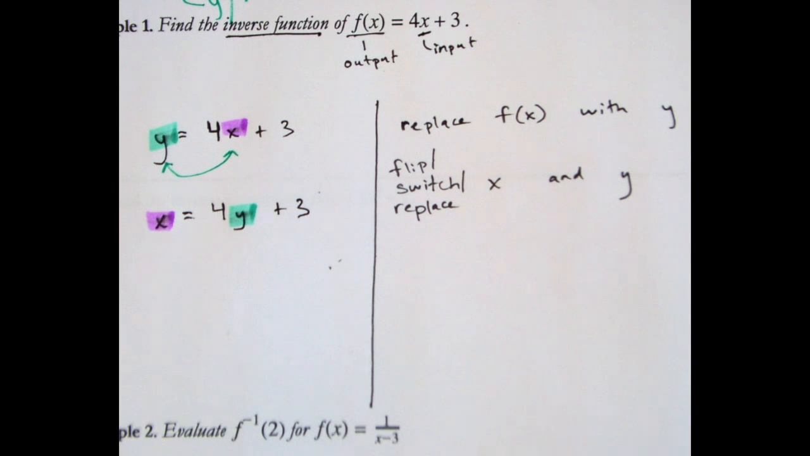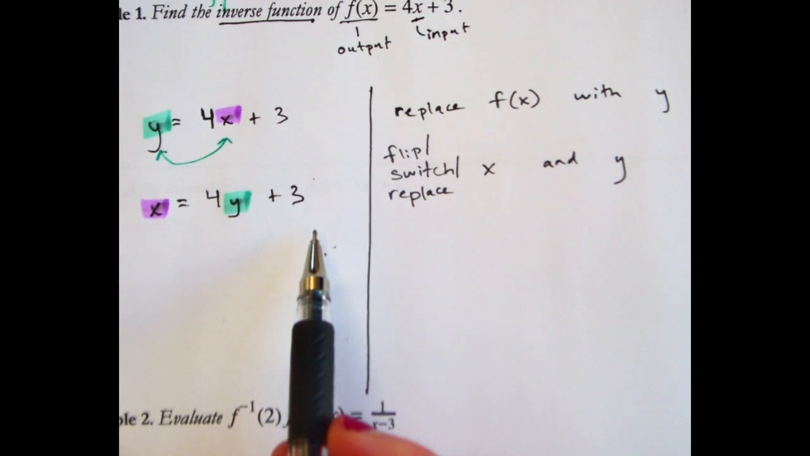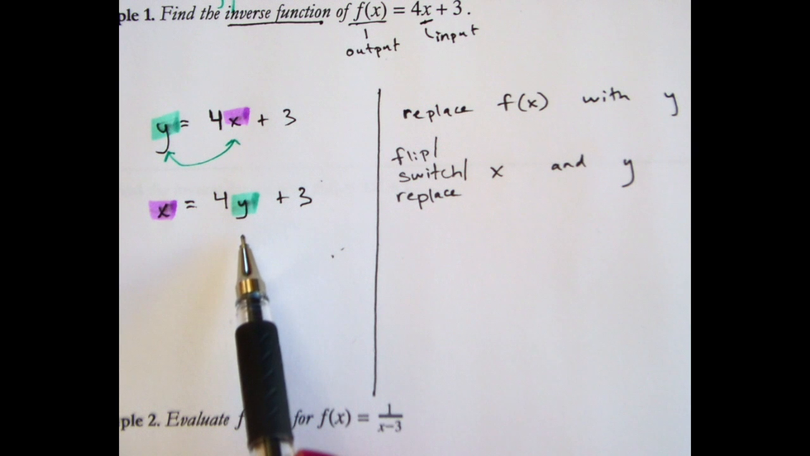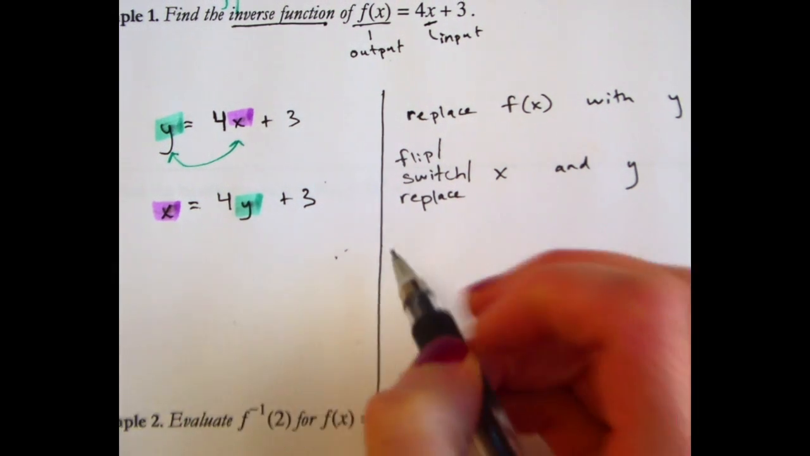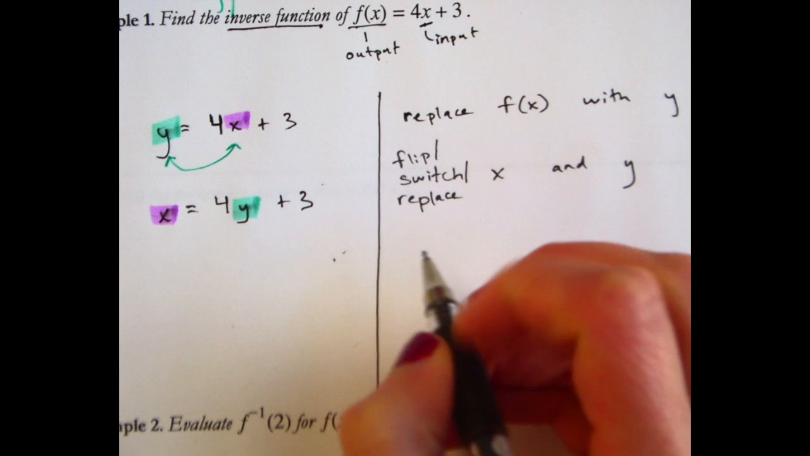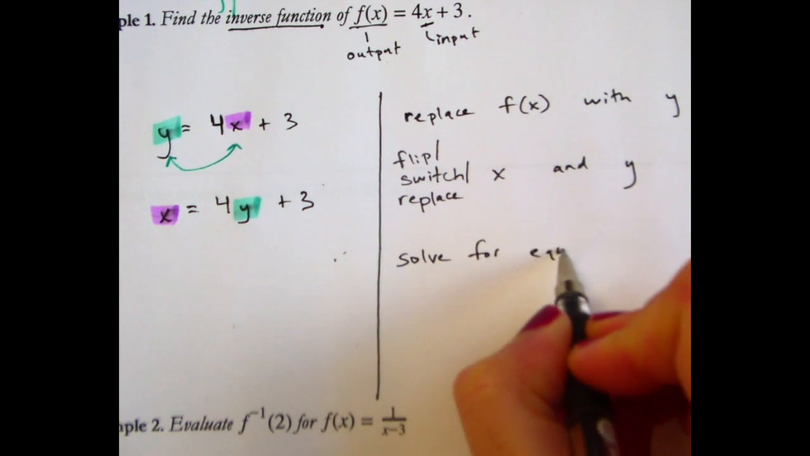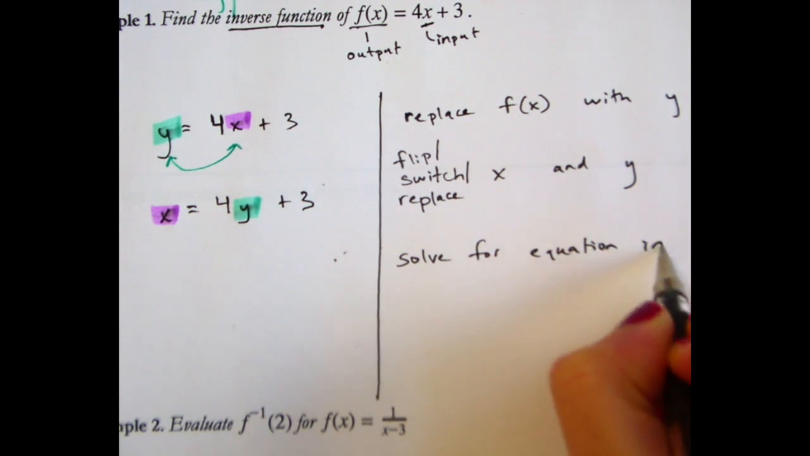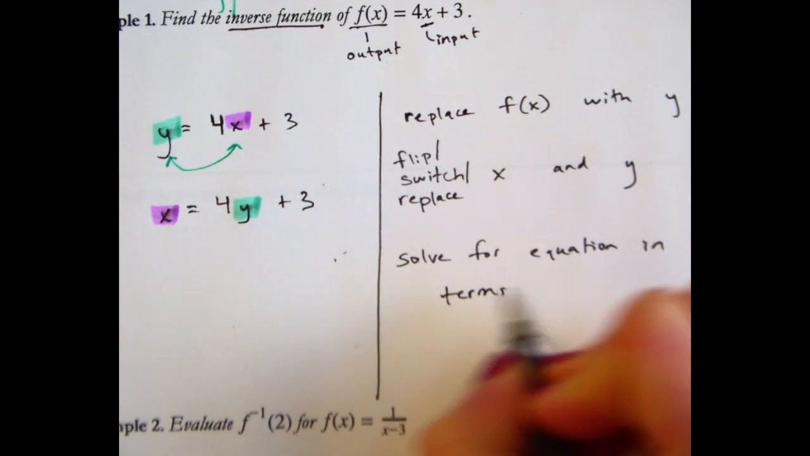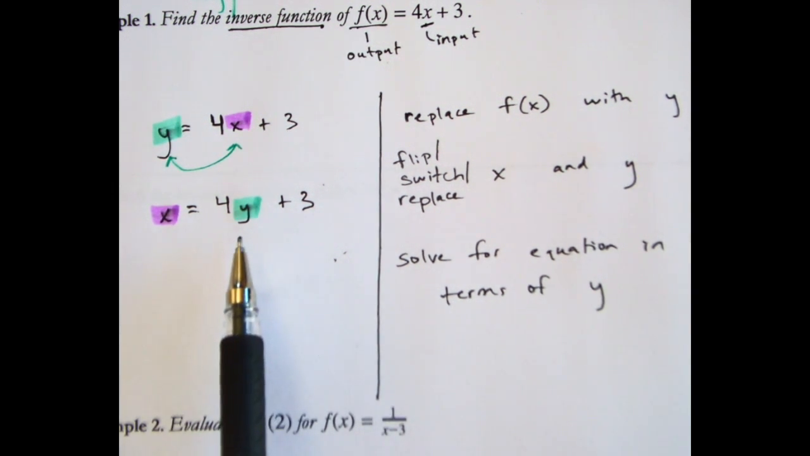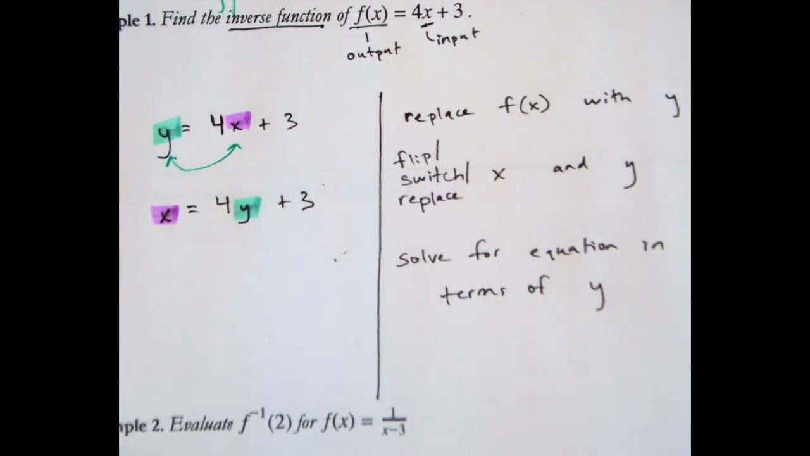Okay, so this is actually it. We have our inverse function. This is our inverse function. It's an equation that relates x and y. Normally the last step, and what we're always going to do in this class, is we're going to solve the equation in terms of y, meaning we're just going to get y by itself on one side of the equation. That's just kind of, in math, it looks better to have y by itself on one side of the equation.